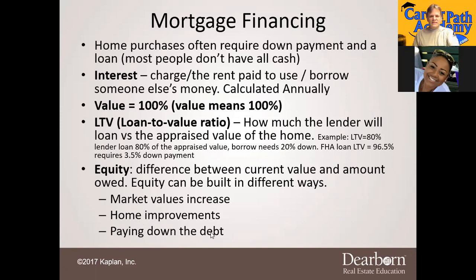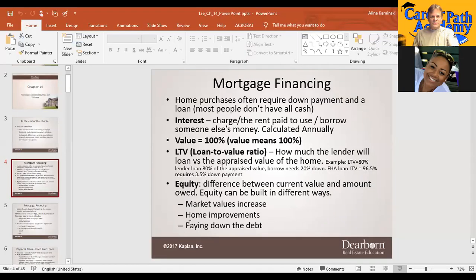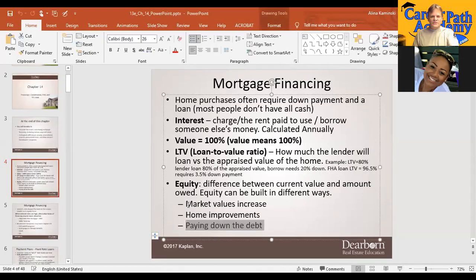Even though I got it listed as the last one there. Here, let's move these around. Just shuffle that around a little bit. Okay. The market values just increase on their own. Market values go up and they go down. The markets are cyclical, right? So as the market value goes up, you could gain equity that way.